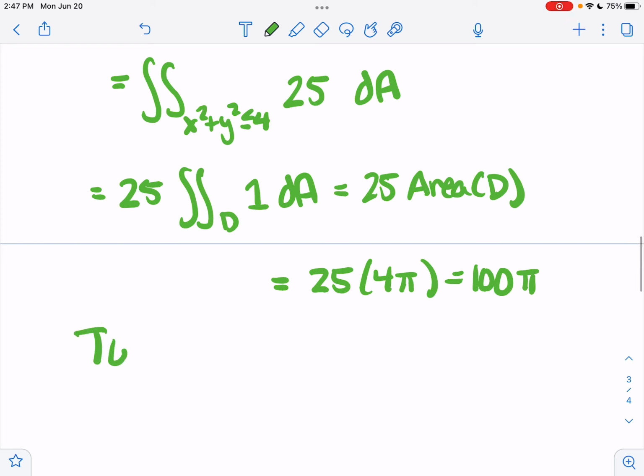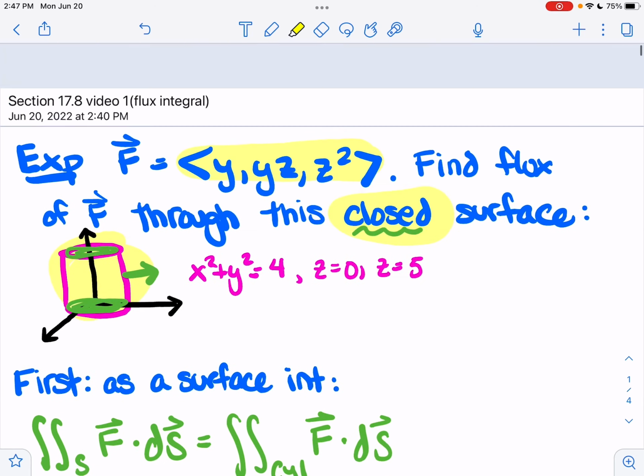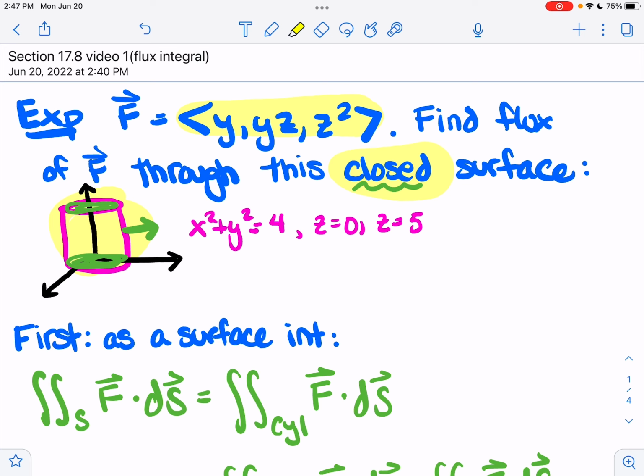Overall, the total flux out the side was 50 pi, flux out the top is 100 pi, out the bottom was 0, so the total flux is 150 pi. And that's the answer. That's the total flux out of this surface. If we had not recognized this integral as equal to the area of the circle, we would have just done the integral in polar coordinates and gotten the same thing, and it wouldn't have been a whole lot of work. But that's flux traditionally as a surface integral. In the next video, we're going to look at the same problem using the divergence theorem to do this as a triple integral instead.